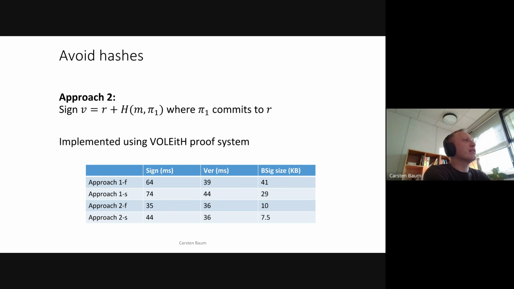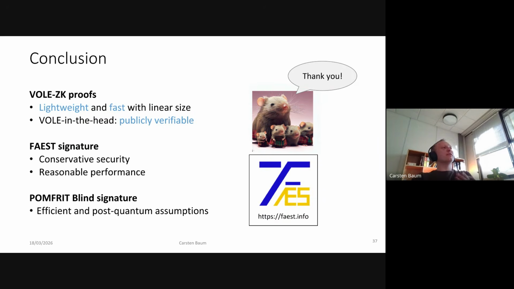And now the next question is, can this be turned into an anonymous credential scheme? Future work will show us. So in conclusion, VOLE-based ZK is a very simple proof system that gives you linear size proofs. It's very fast.